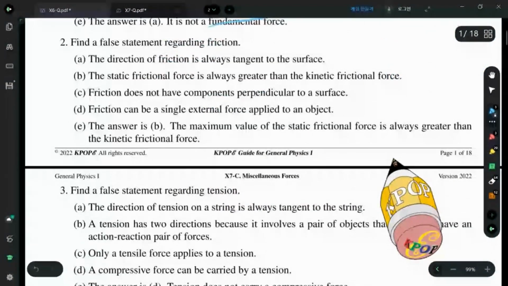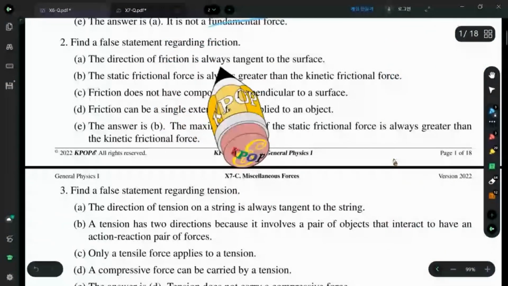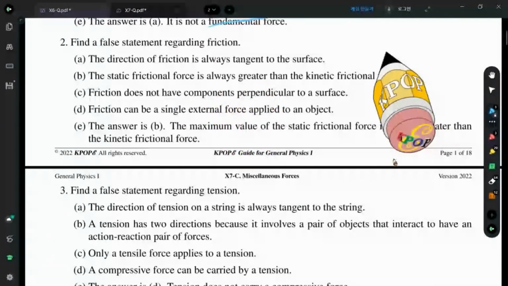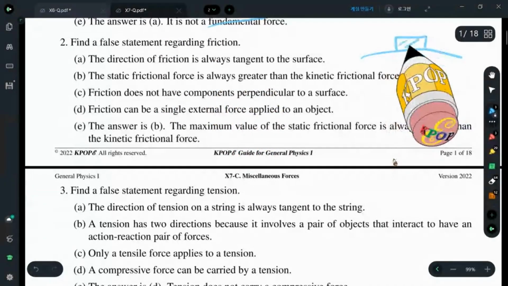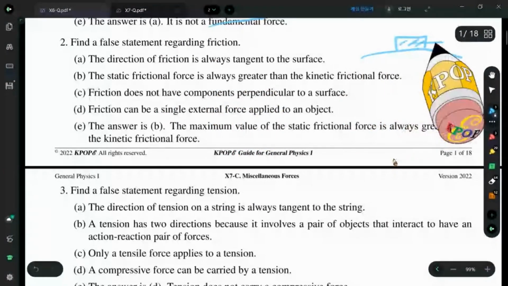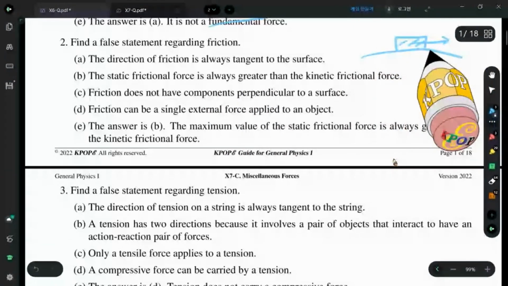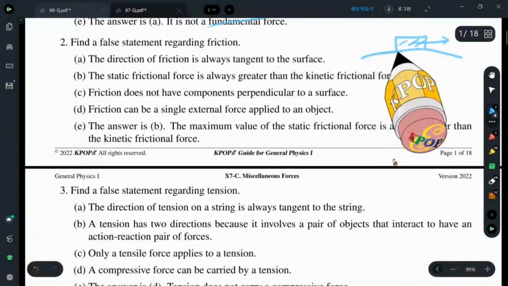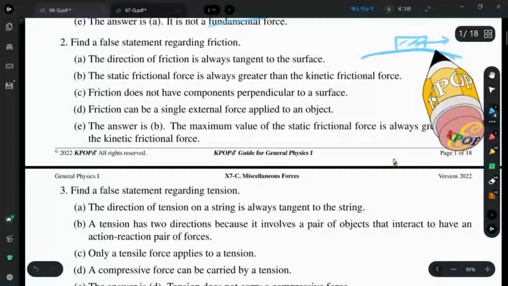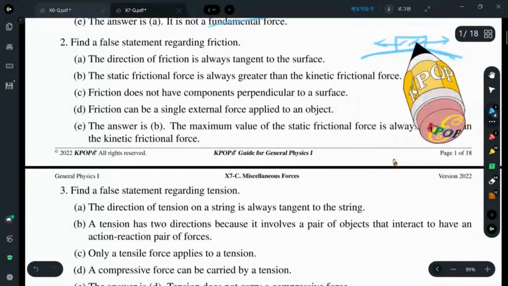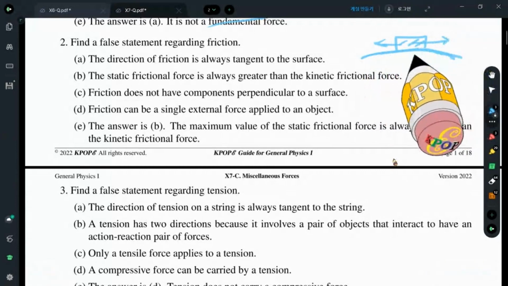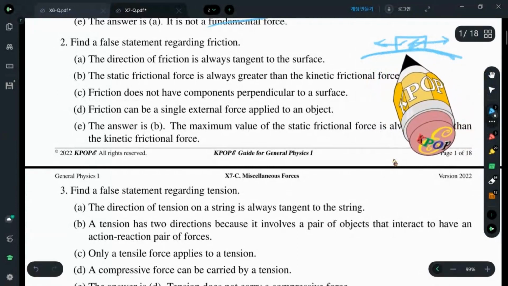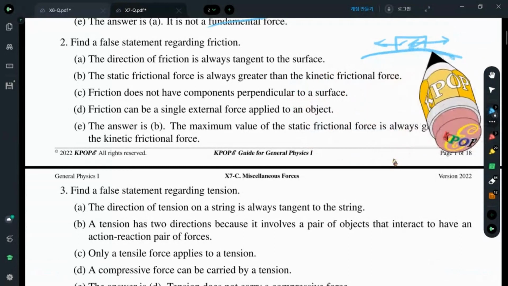By the fourth statement, direction of friction is always tangent to the surface. Friction is opposite to the velocity of an object that is sliding on a surface. So it is opposite to the velocity, and velocity is always tangent to the surface as long as it touches the surface.